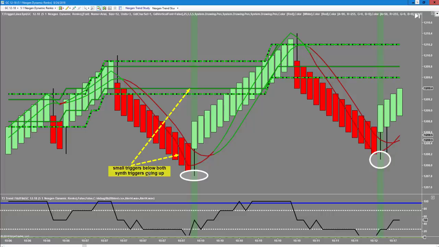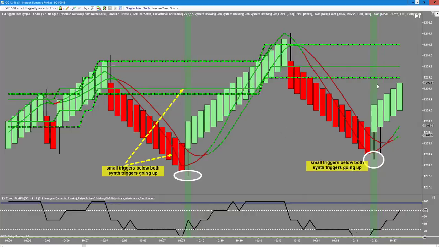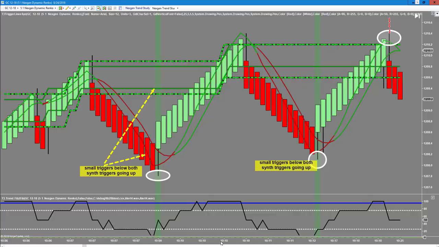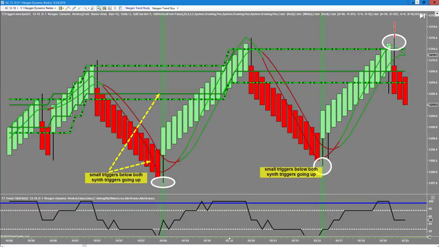So again, we have small triggers below our synthetic triggers. And as we reach our synthetic triggers, look what happens. You see this failure to go higher with this down bar right here? That's where we're no longer going to do trend trades from the wrong side. Everybody understand that?